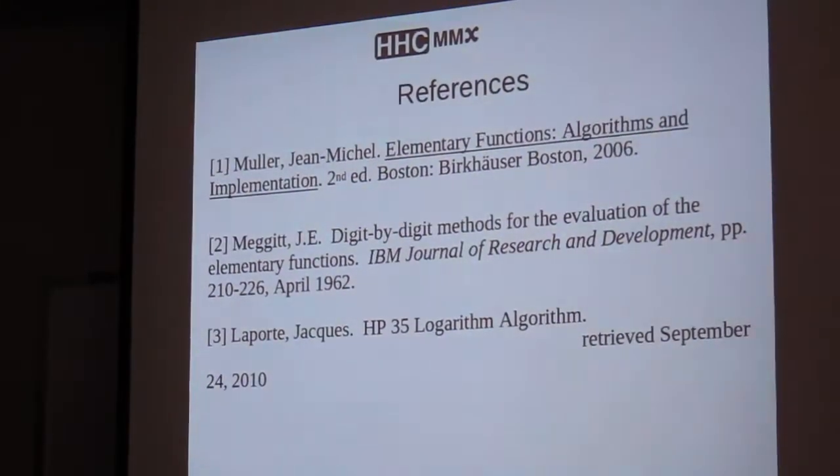And some references. I already mentioned the book. There are a few other references, and you'll be able to get all this from my website.